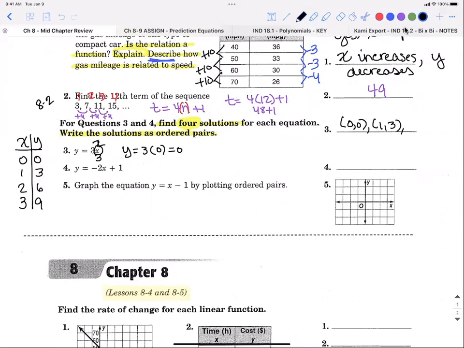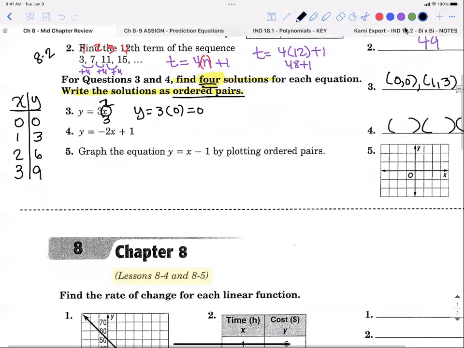Okay. And like I said, you might have picked 4 different ones. That's okay. You had to do the same thing for number 4. I needed a table or a T-chart. Pick 4 X's. Don't care what you picked. Run them through the equation, get their coordinating Y's, write it as ordered pairs. Your answer should be 4 ordered pairs because it says 4 and it says write it as ordered pairs.